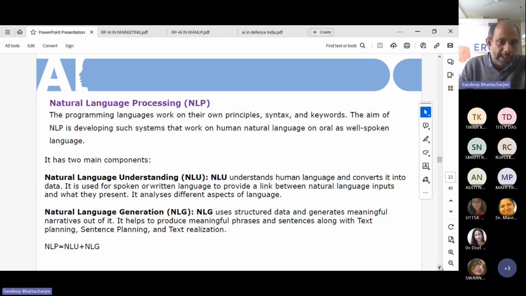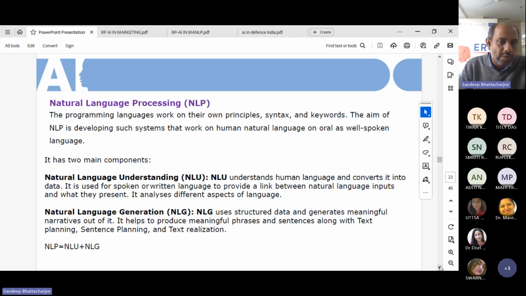It has two main components. The natural language understanding part. So it basically tells you how you are understanding what has been spoken or what has been written. And that is converted into data. It is used for spoken or written language to provide a link between natural language inputs and what they represent. It analyzes different aspects of language, right?